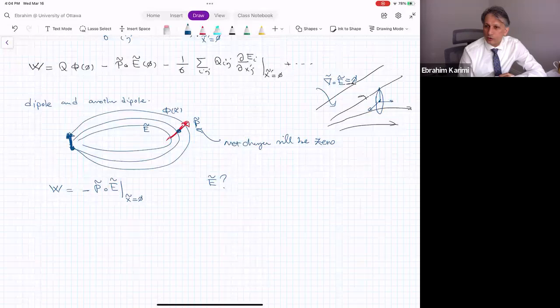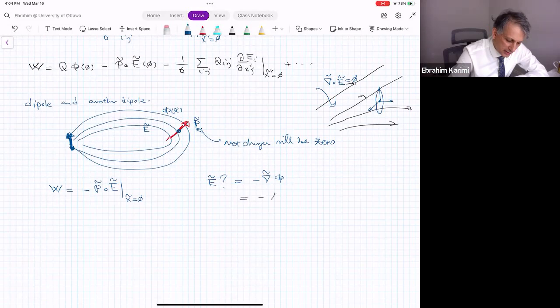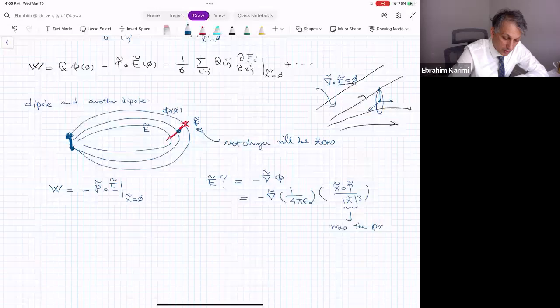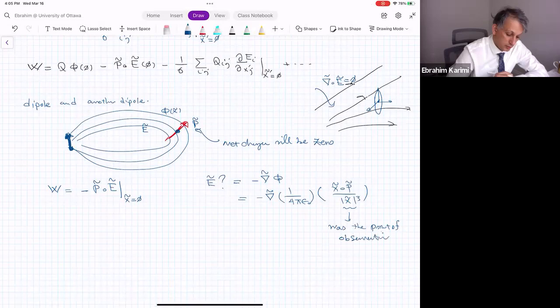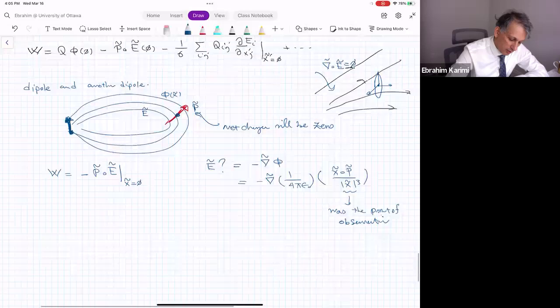So how we can find the electric field is simply minus gradient of the potential. What is the potential for a dipole? If you remember, we calculated during the previous lecture: minus gradient of 1 divided by 4 pi epsilon 0. That was the constant that we had, and it was x dot p divided by x to the power of 3. And remember, x here was the point of observation. Good. All right. Perfect.